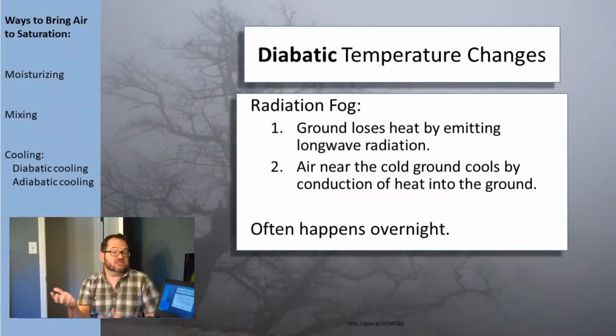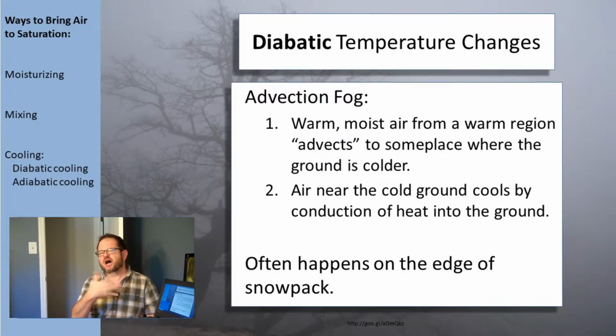But radiation fog is just that fog that results from this. All we did is let the ground cool by radiation at night. The air touching the ground cooled by conduction, but all that's diabatic temperature changes. We're literally just moving heat around. Okay? That's an example of a diabatic temperature change. Other types of fog can do this too. It's a little more subtle, but for example, advection fog.